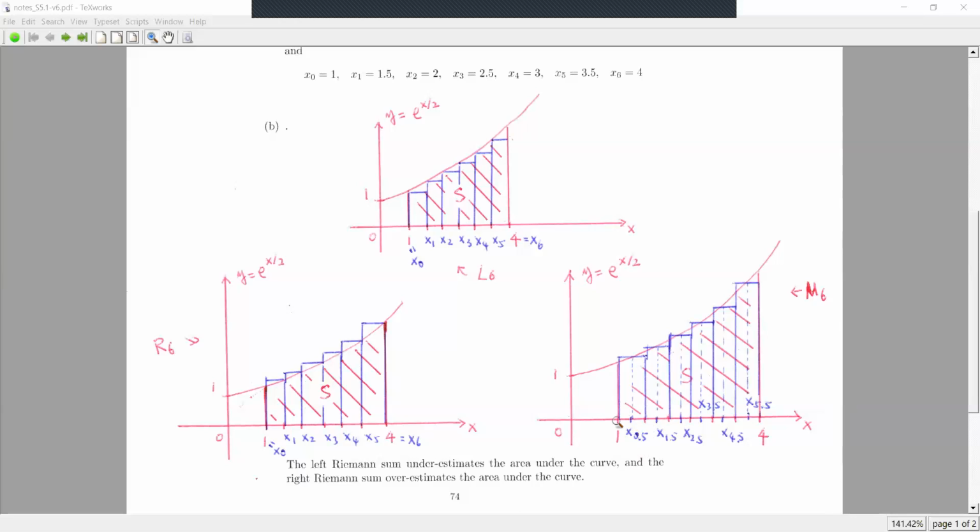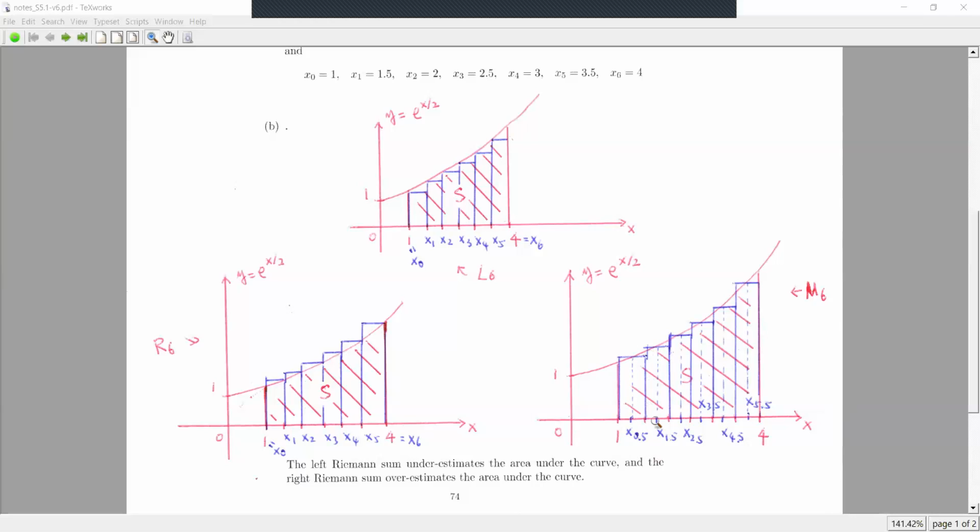Left endpoint x0 is 1. Right endpoint x1 is 1.5. So the midpoint is 1.25. So the value of this notation is 1.25. Use the function value at this point as height to build a rectangle.